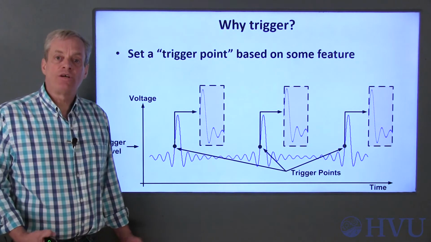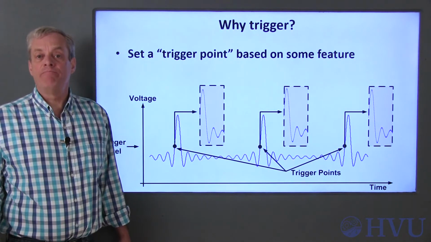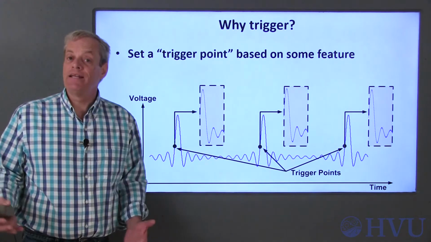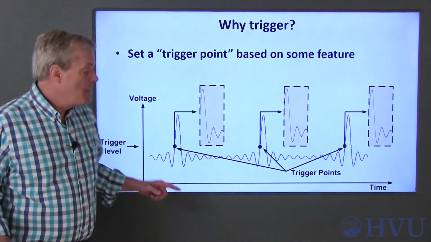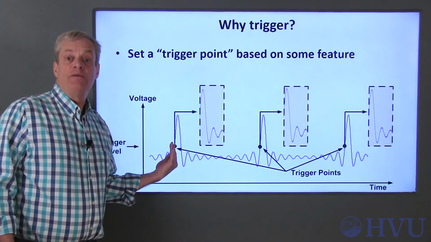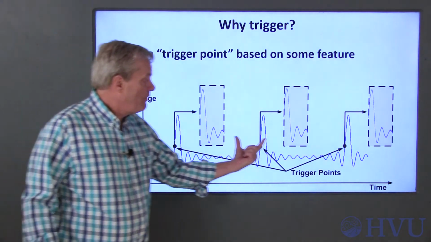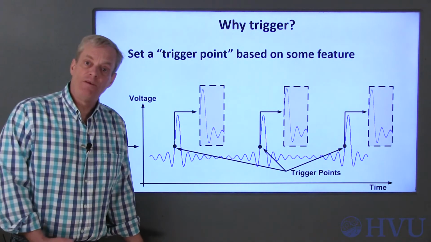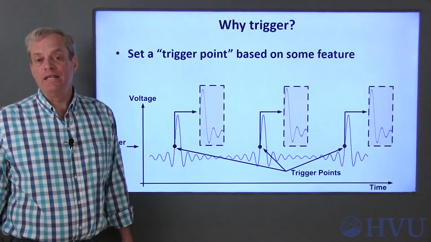So now let's take a look at what happens if we acquire our data based on a trigger point. In the example shown here, we are triggering, that is, acquiring our frames of data based on the value of the signal being here and the slope of the signal being positive. Now the frames of our movie all look the same. The waveform will appear to be frozen and we can read the data we need at our leisure.